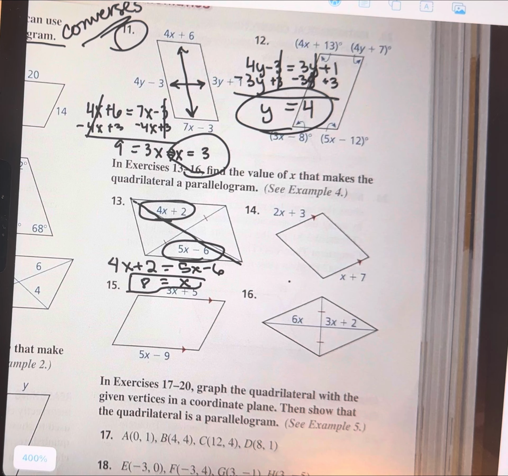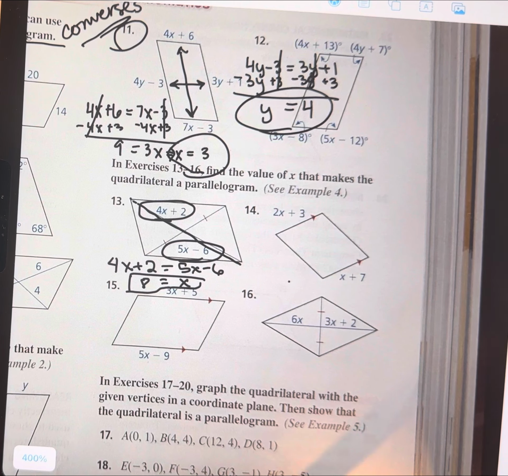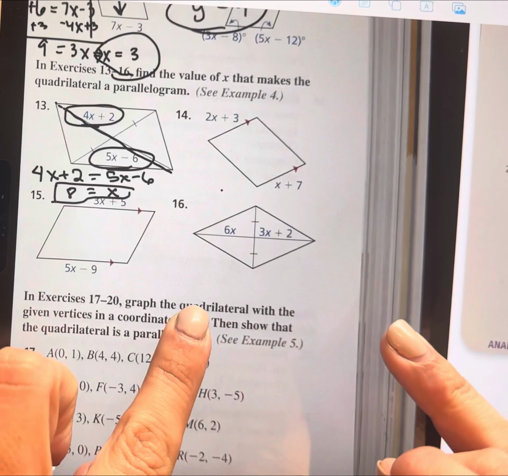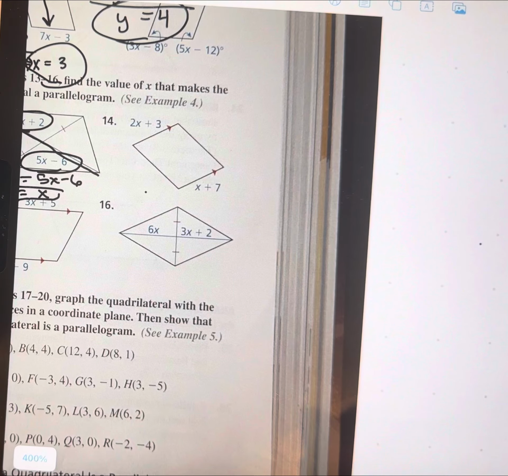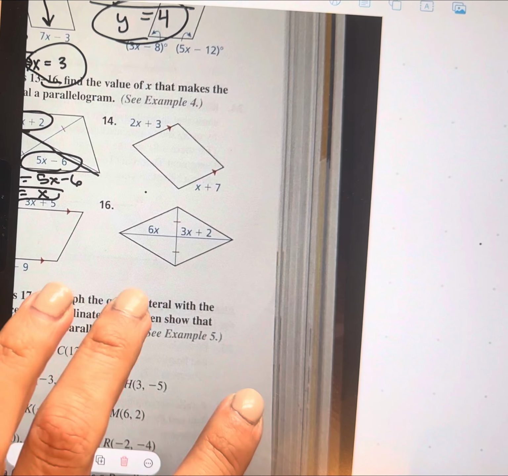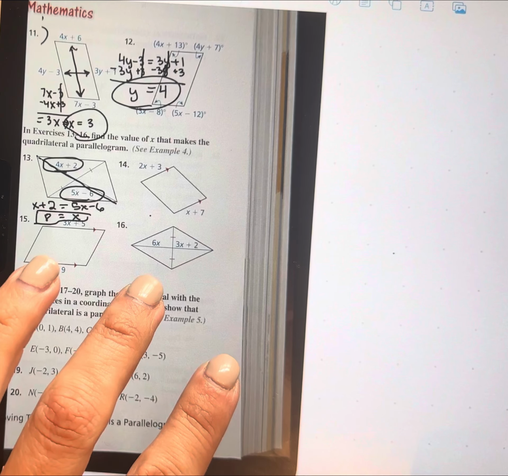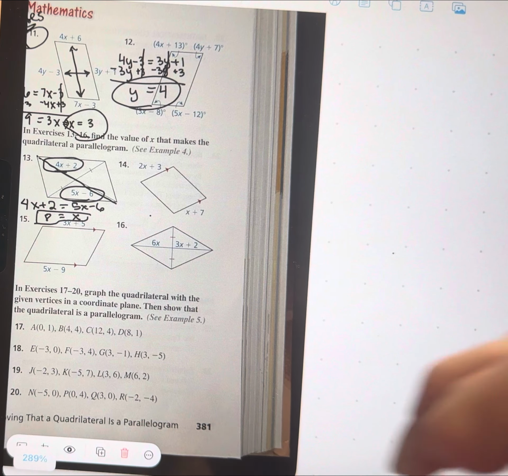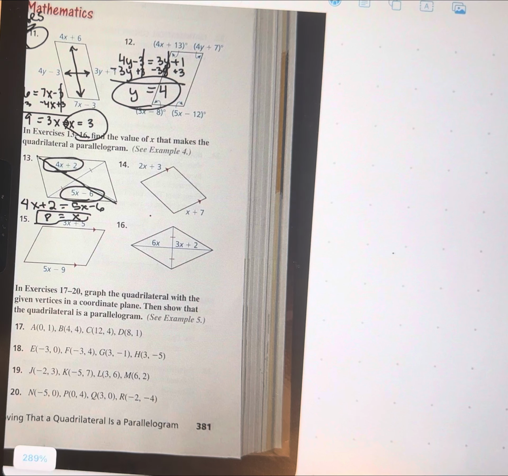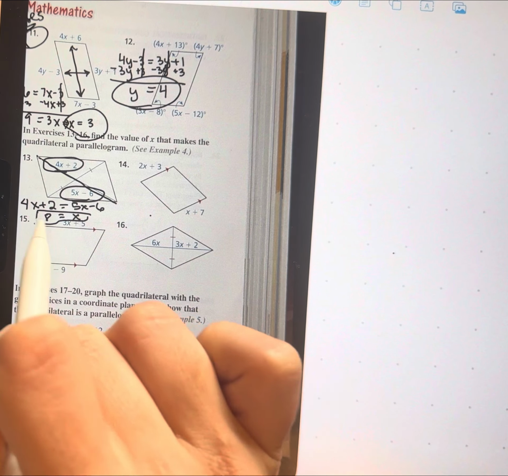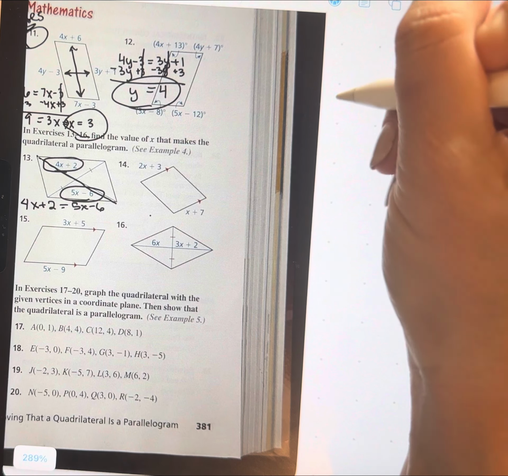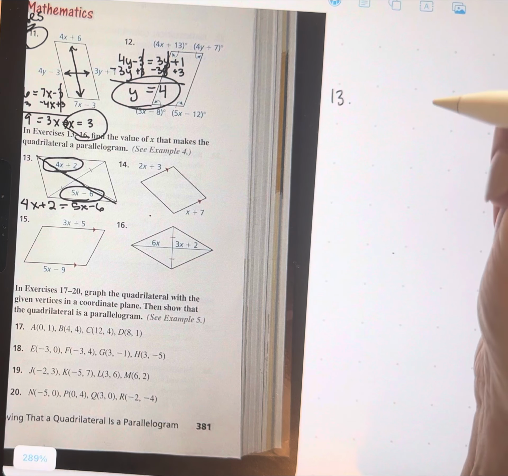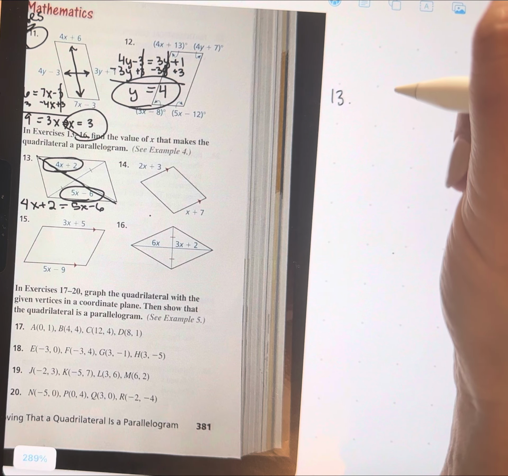This is getting kind of messy. I'm not a fan of that. So I'm gonna erase that and write it off to the side. So for number 13, I got that x equaled 8.